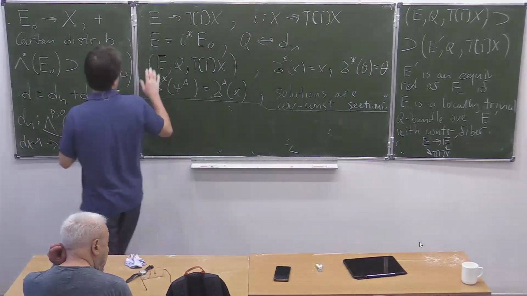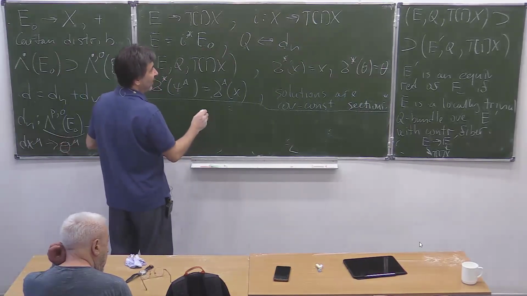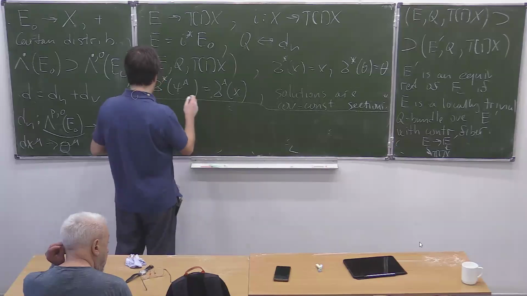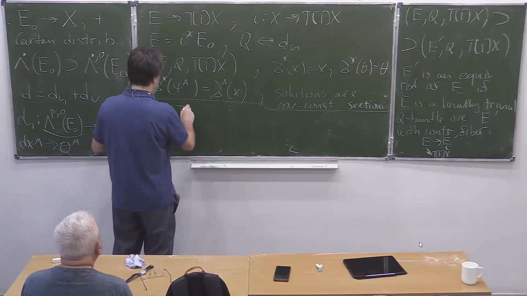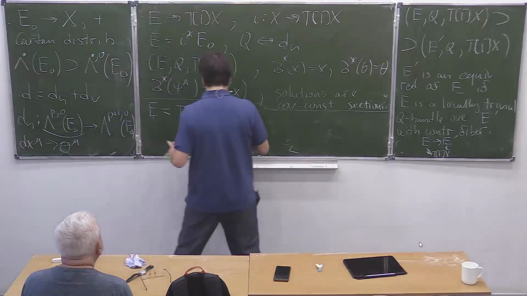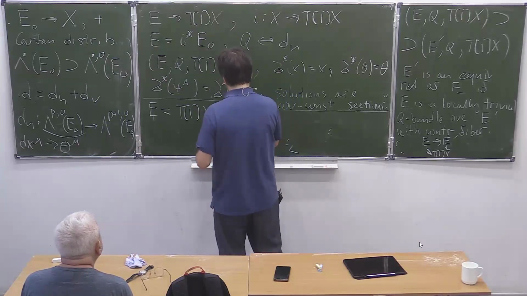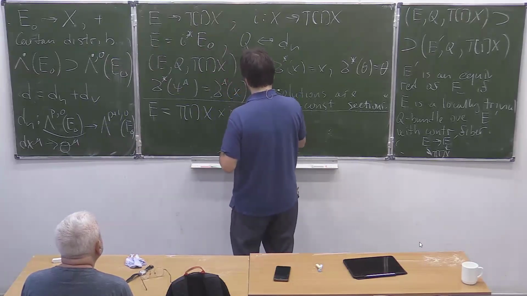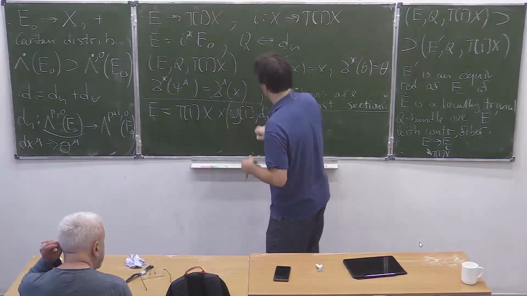Okay, so this is one example, and another example is the following. Let's take E to be T[1]X times a shifted Lie algebra with the Chevalley-Eilenberg differential, now of course with trivial coefficients.